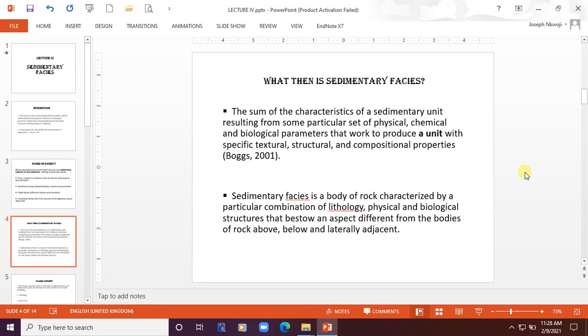Now, what then is sedimentary facies? It is the sum of the characteristics of a sedimentary unit resulting from some particular set of physical, chemical, and biological parameters that work together to produce a unit, with specific textural, structural, and positional properties, according to Boggs 2001. So sedimentary facies is a body of rock characterized by a particular combination of lithology, physical, and biological structures that bestow an aspect different from the bodies of rock above it, below it, or by the side of it. So a facies is distinct in itself.